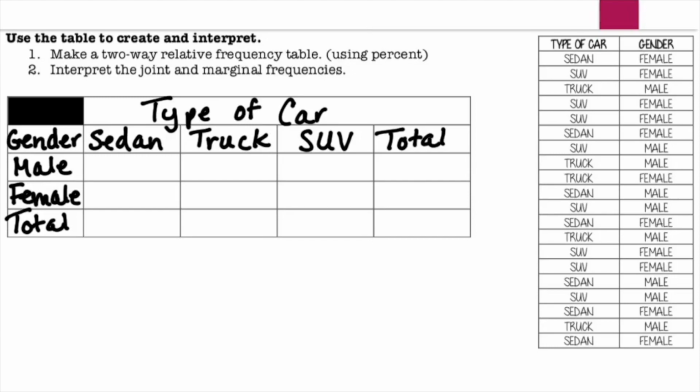So you look on the right-hand side and you're just going to count how many chose sedan, which is 2, and how many chose truck for male, which is 4, how many chose SUV for male, which is 3, and then you add those up. 2, 4, 3 would equal 9. Do the same thing for female, which is 5 pick sedan, 1 pick truck, and 5 pick SUV. Add 5, 1, and 5 together and get 11. Then you're going to add the columns going down. 2 plus 5 is 7, 4 plus 1 is 5, 3 plus 5 is 8, and 9 plus 11 is 20.